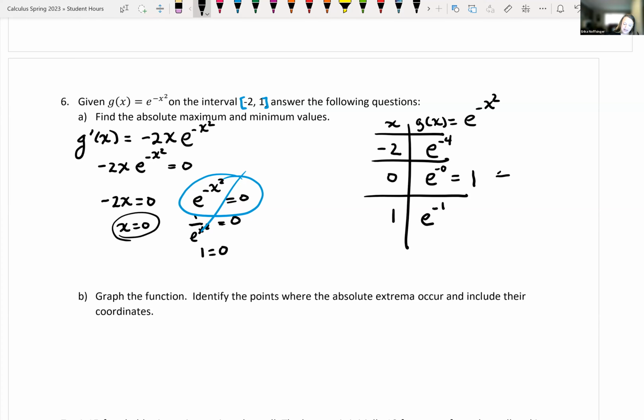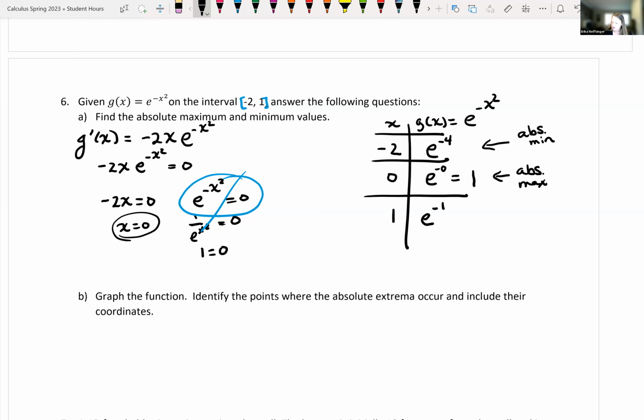Okay, so I know I have an absolute max that occurs at x equals 0, which is 1. And then my absolute min occurs when x equals -2, and it's 1 over e to the -1 power.